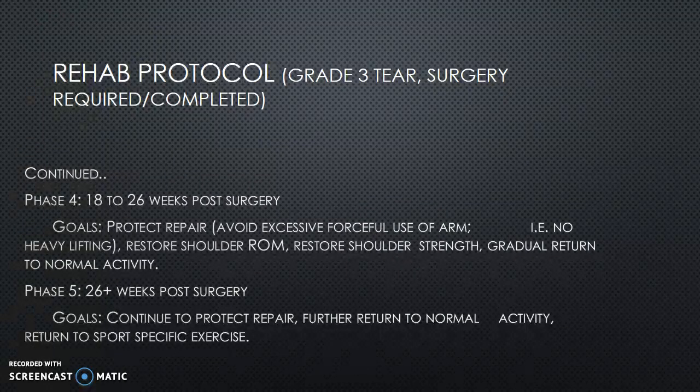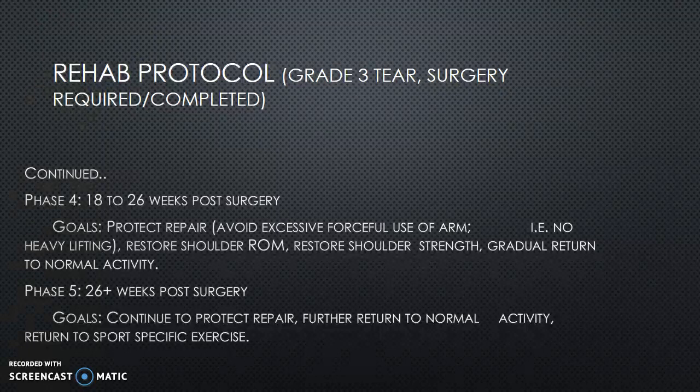Now we're going to be moving into phase 4. It's going to be 18 to 26 weeks after the surgery. Now is where we start getting into a little bit more of your normal activity. We're going to be, of course, still protecting the repair. You're going to avoid excessive forceful use of the arm. For example, no heavy lifting. You don't want to be doing that because you don't want to re-tear the repair. We're going to restore shoulder range of motion completely, as well as restore shoulder strength and gradual return to normal activity.